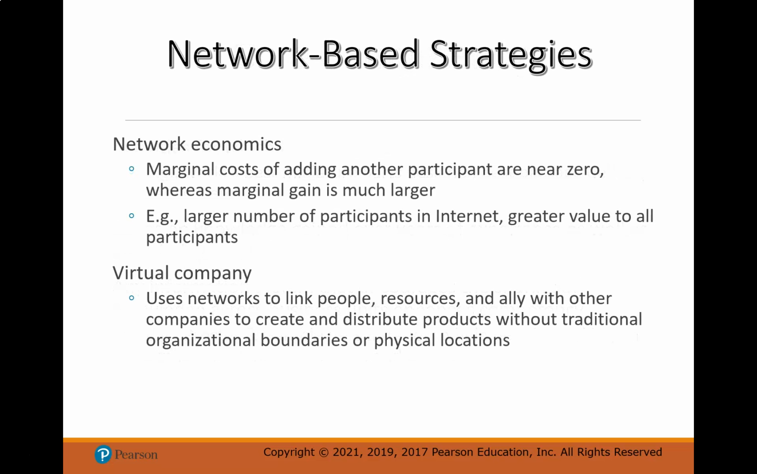And network-based strategies. We talk about the marginal cost of adding another participant being near zero, while the marginal gain is much larger. The larger the number of participants in a network, the greater the value to all participants. A virtual company uses networks to link people, resources, and ally with other companies to create and distribute products without traditional organizational boundaries or physical location.